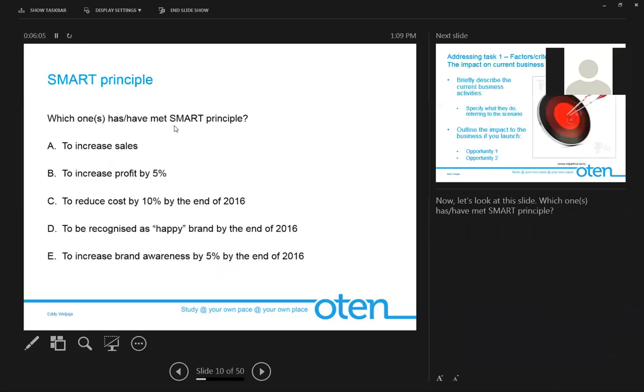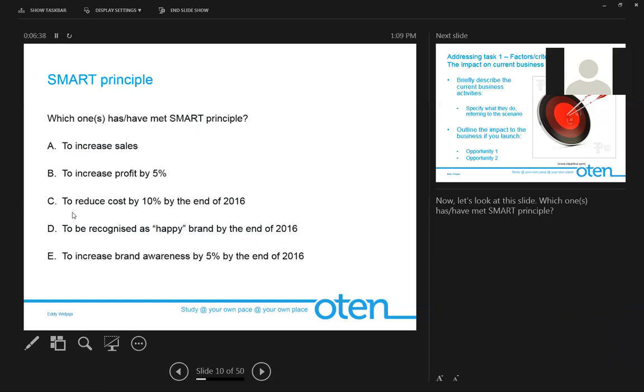Okay, you can guess which one meets the SMART principle from this set of objectives. To increase sales. Is that specific? Yes, it is specific, this is the sales that we want to achieve. Is that measurable? No, it doesn't show how many or how much sales increase we need to achieve. It doesn't show the timeline either. So we need to fix that. This one does not meet the SMART principle.